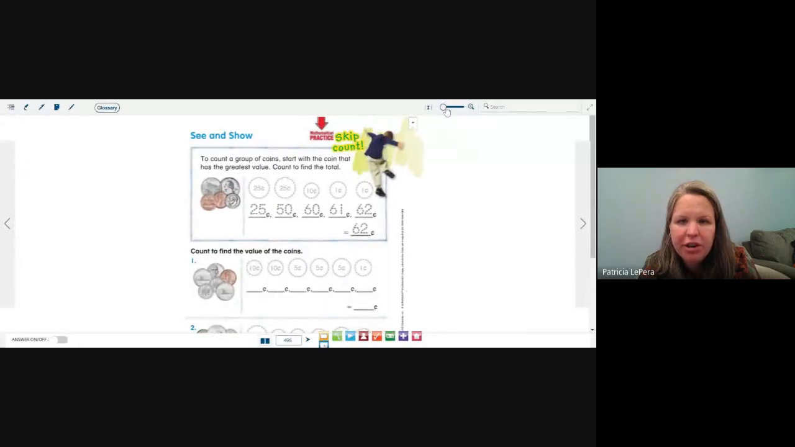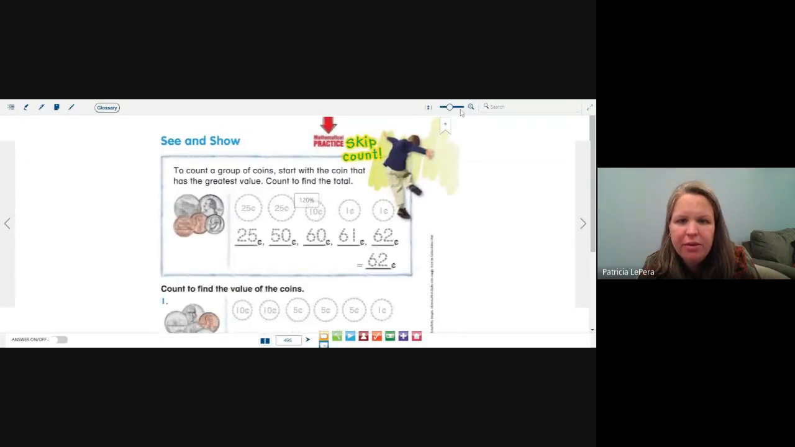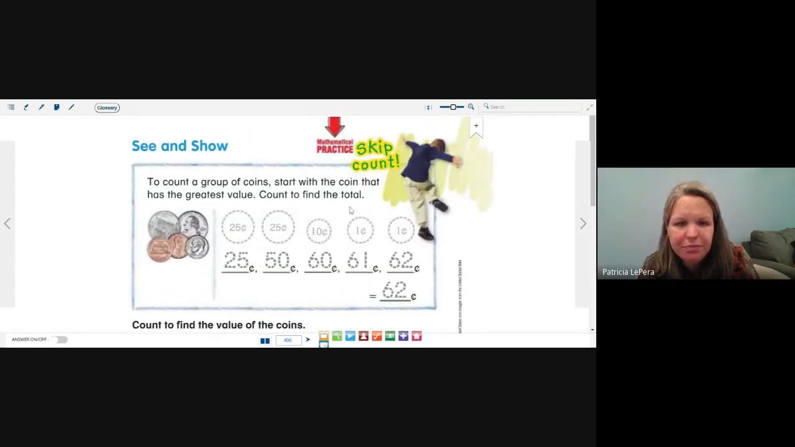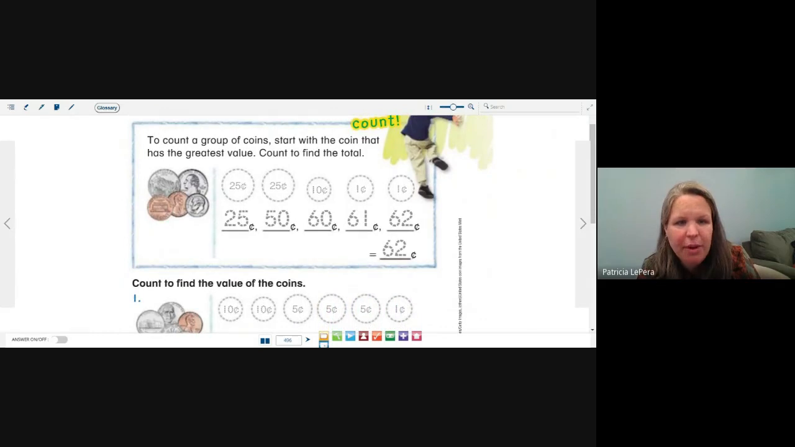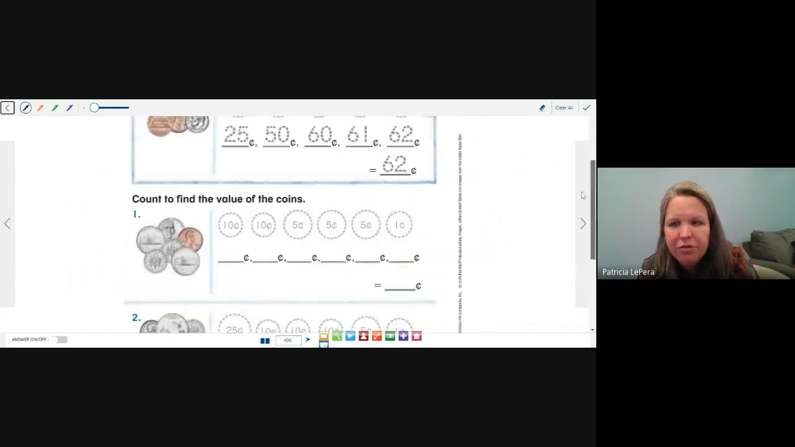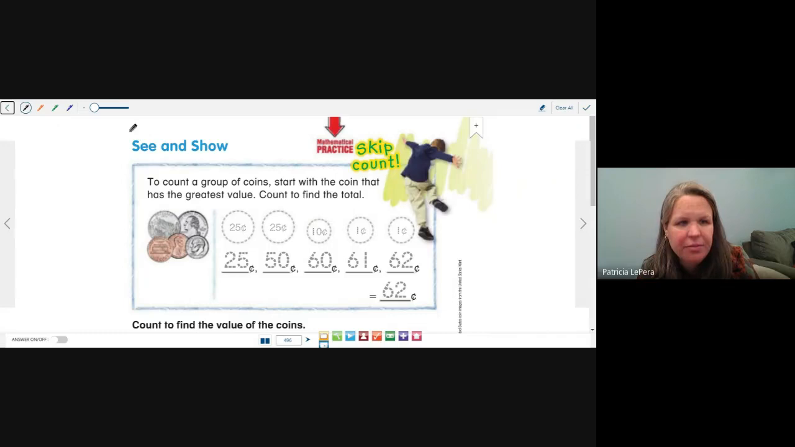Okay, so now that I'm sharing that with you, I'll zoom in. Here was the first example we did together. So let's go back and do that now with your book. And like I said, this was page 496. First step is to number the coins.